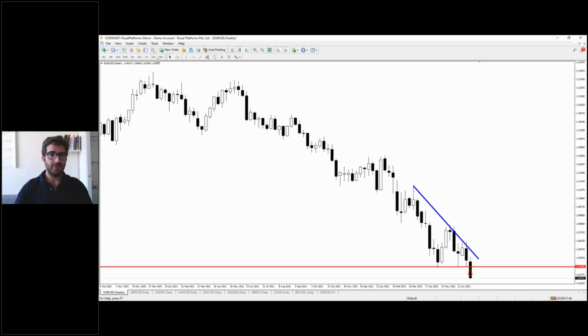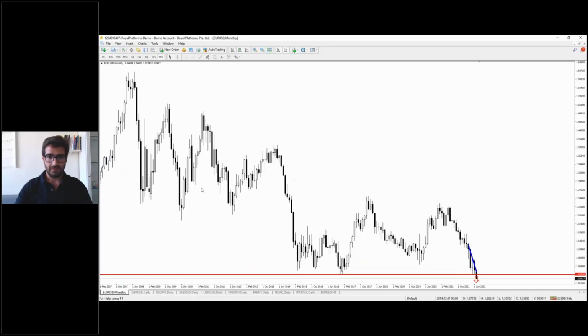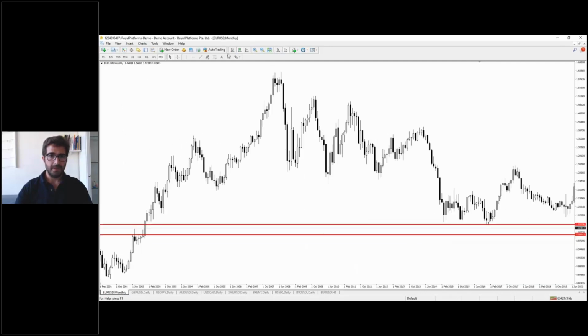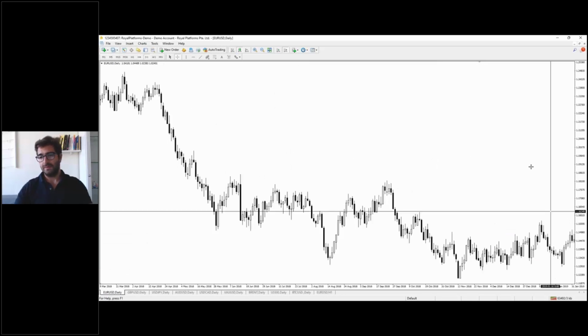Okay, by the way, we have a break of the 2017 low in January, and maybe even a lower one. One minute please. Yeah, we have even broken this level here, which is the 2003 January. So the market is moving to the downside, and this is bad for the euro.